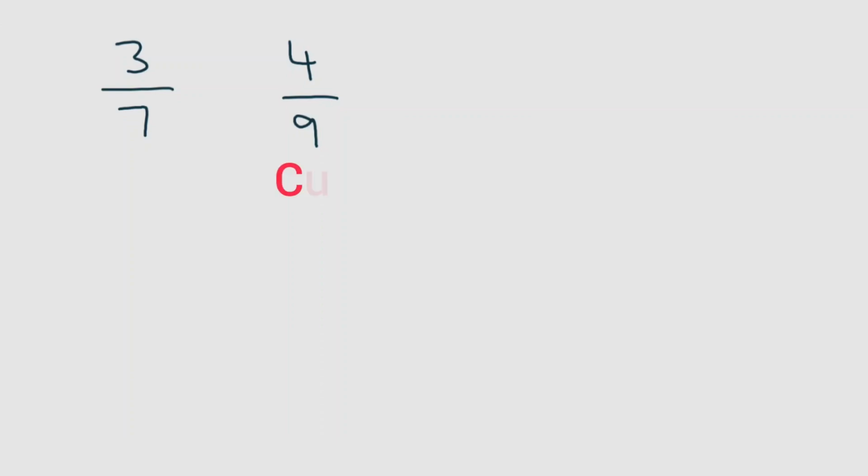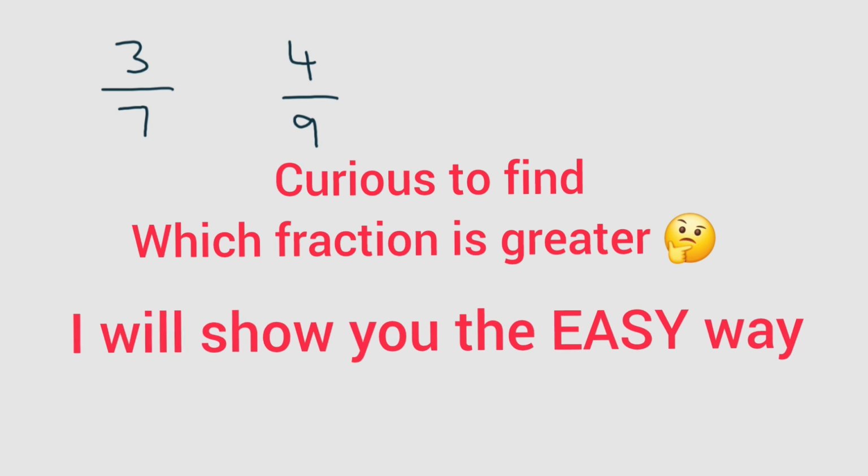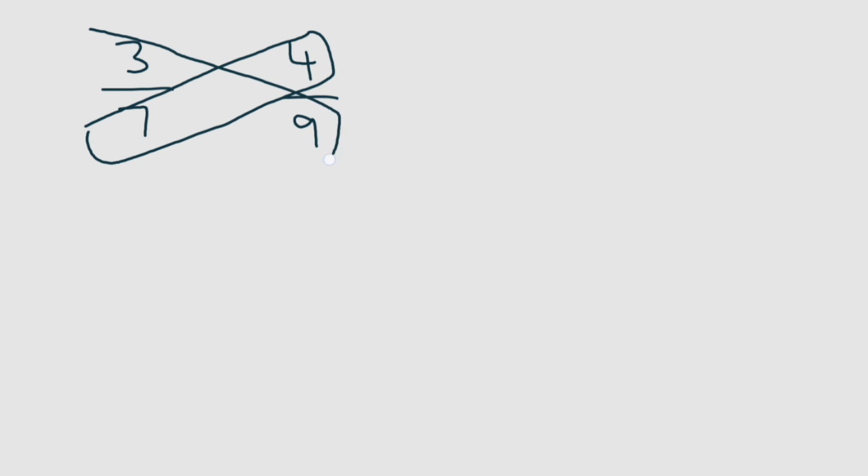Hi, if you want to figure out which fraction is greater, I'll show you the super easy way to do it. All you have to do is to cross multiply. So we're going to multiply 7 and 4, and then we're going to multiply 3 and 9. 9 times 3 is 27, and 7 times 4 is 28.